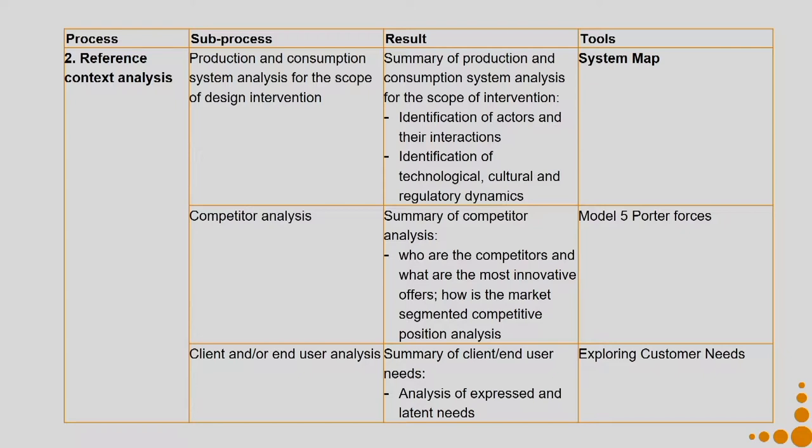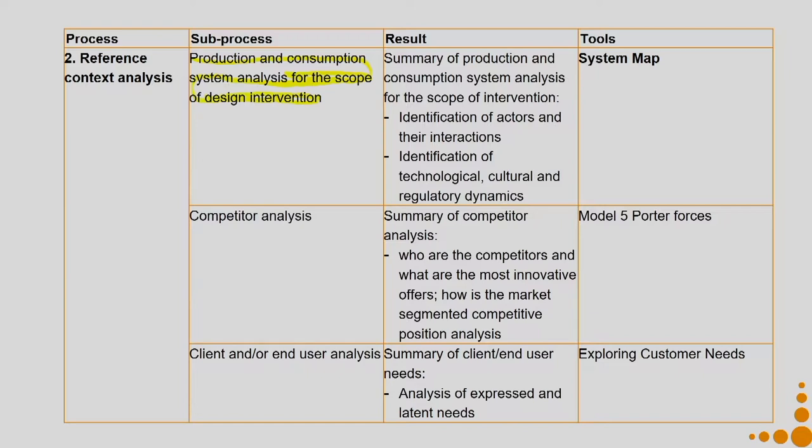First one is production and consumption system analysis for the scope of design intervention. We have identified a particular scope of design intervention as a result of our previous step. We will keep on iterating on this, but for starting the current sub-process, we have identified one particular scope and we will move ahead with it. So, I have to understand the production and consumption in this particular context.